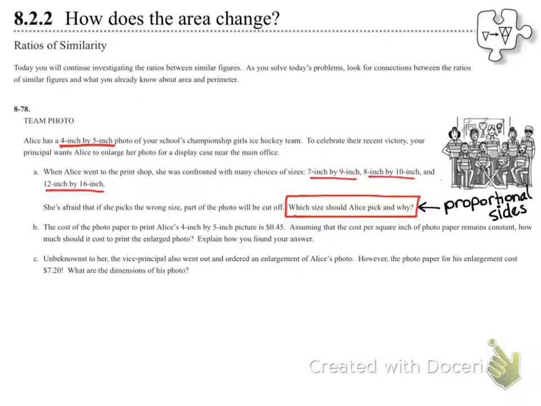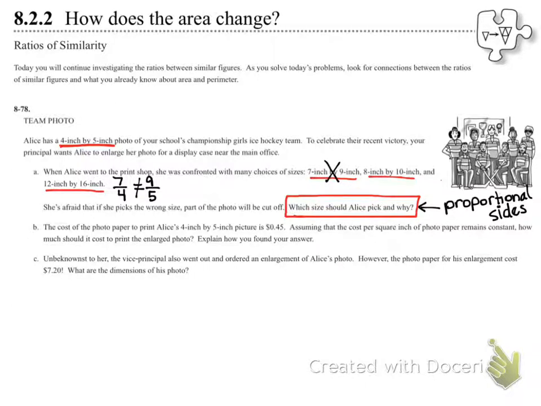So let's look at the first one. It's a 7 by 9. If I put 7 over 4, and then I put 9 over 5, the other length, do those equal each other? Well, we can see pretty easily, or you could try it with a calculator, that those are not going to be equal. They don't have any common factors. I can't simplify them to where they equal the same thing. So that means that 7 by 9 choice is probably not the best option.